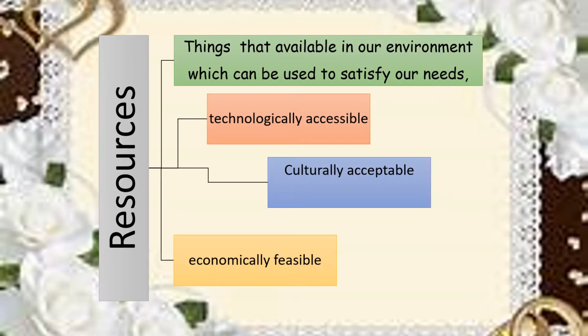Well, children, what do you mean by the word resources? Resources mean something which is available in our environment. That's point 1. Which should satisfy our needs. Point 2. Which is technologically accessible. Number 4. Which is culturally accepted by the society. And number 5. Which is economically feasible. So I repeat, available in the environment, satisfy the need of the people, technologically available to the people, culturally accepted by the society, and which is also very economical.